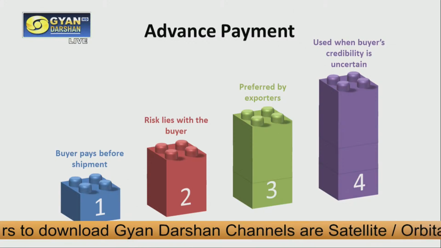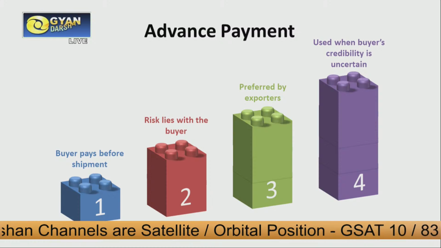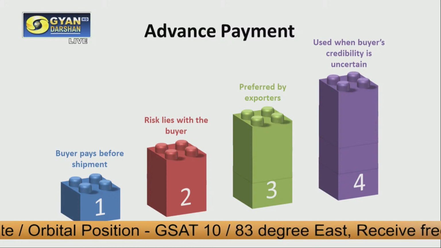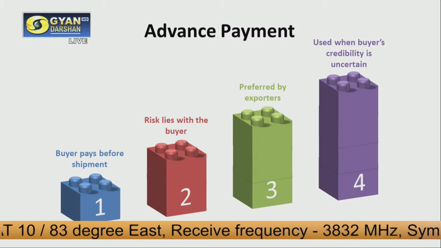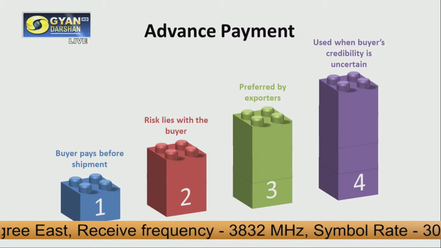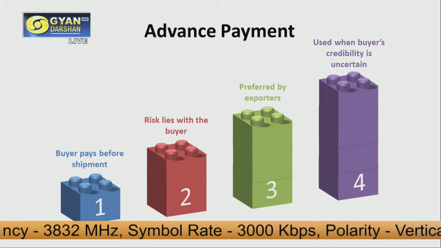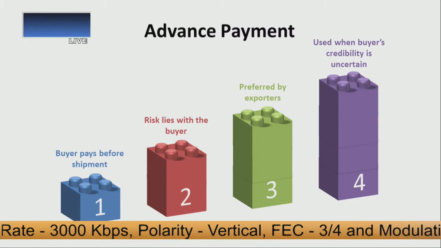Number one is advance payment. Let us see how advance payment is done. Number one, buyers pay before shipment. Number two, in the case of advance payment, risk lies with the buyer, and this type of payment is preferred by the exporters because they receive the amount in advance.